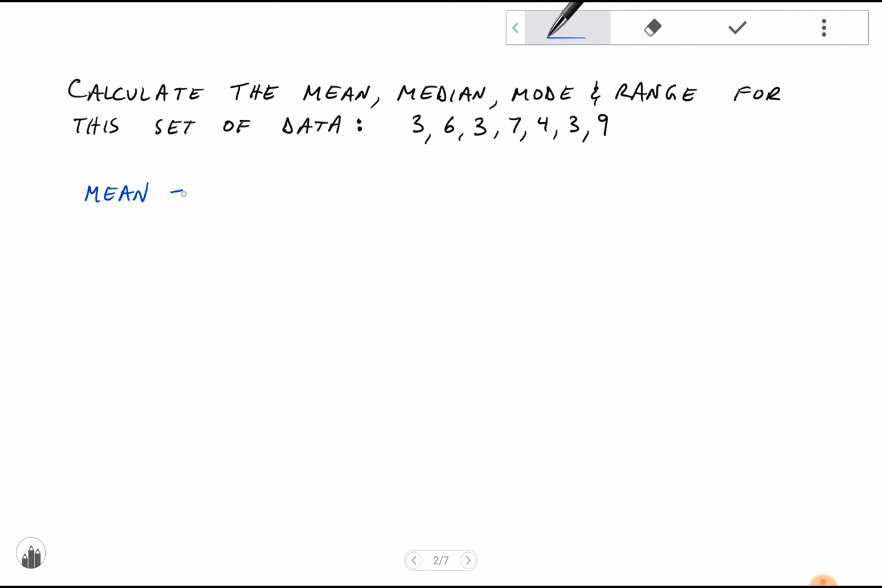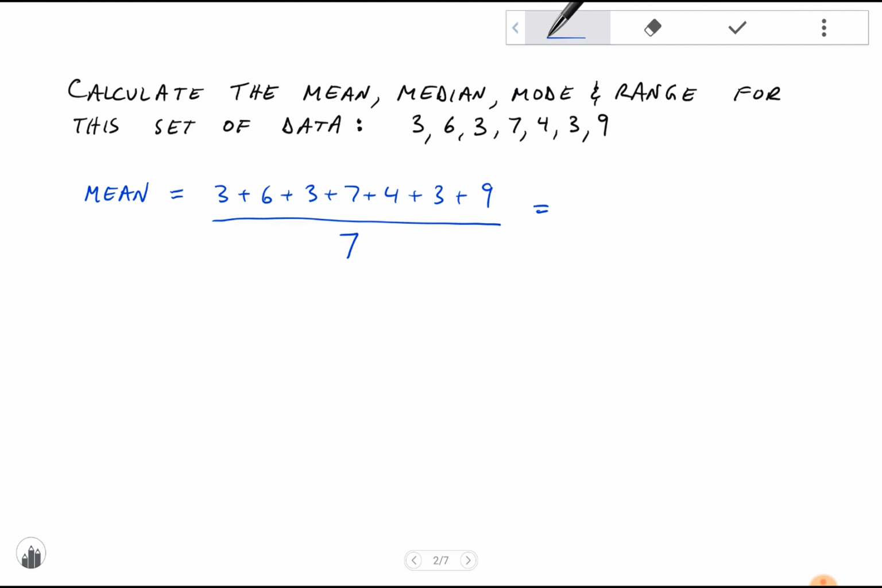The mean is the sum of all data divided by the number of values. So we need to add all of these up: 3 plus 6 plus 3 plus 7 plus 4 plus 3 plus 9. We're adding all the values and then dividing by the number of them. So we have 1, 2, 3, 4, 5, 6, 7. So we divide this sum by 7.